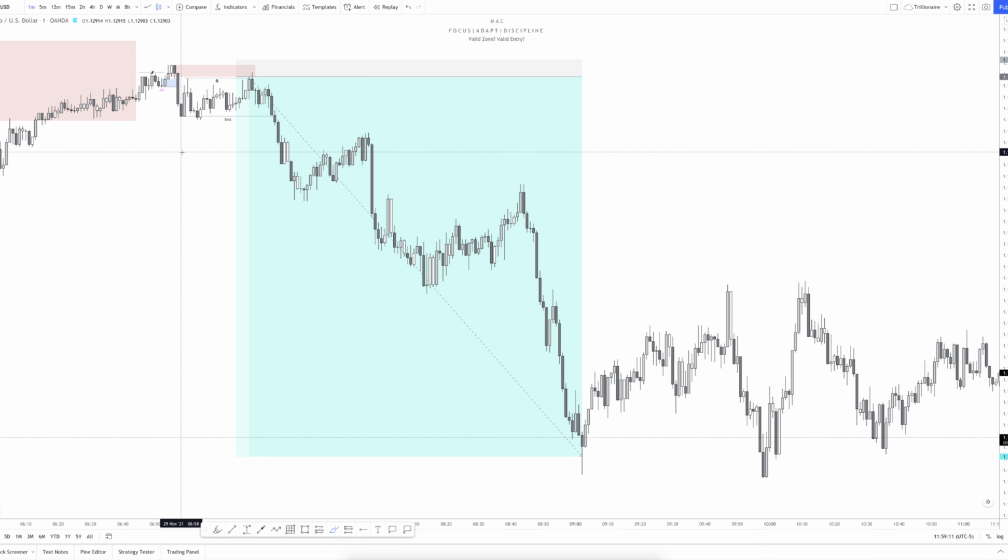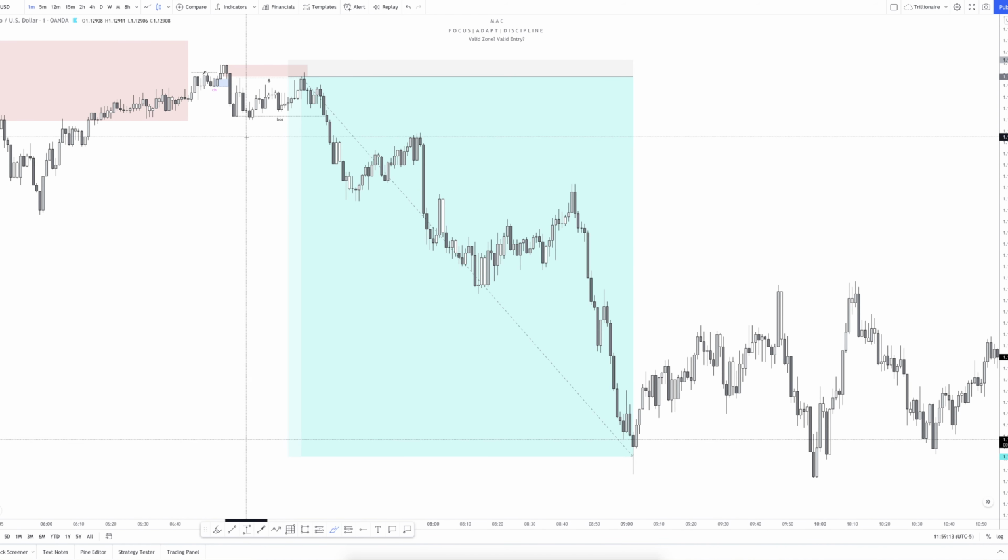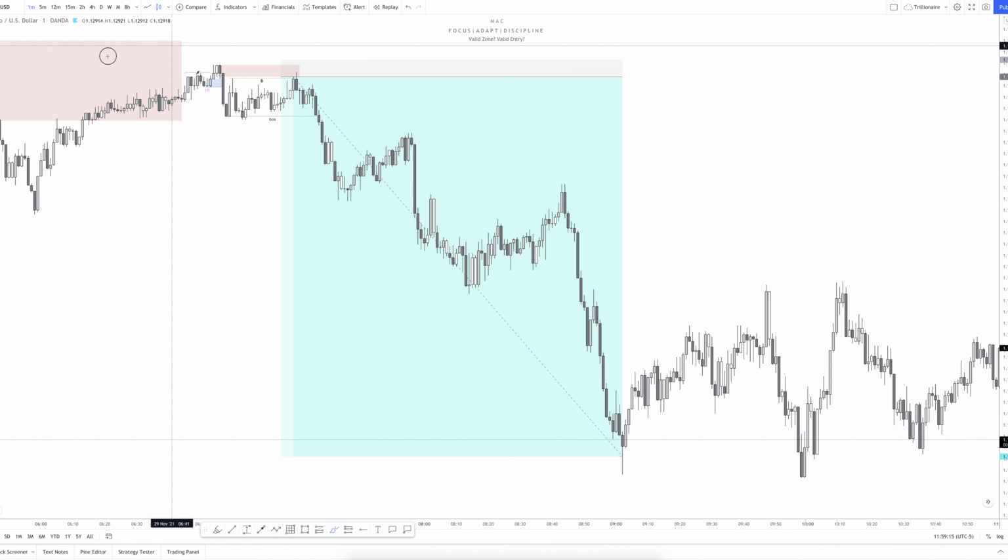All right, so this is my M1 time frame. Essentially I'm looking at what happens when price taps into my higher time frame M15 zone here. So we can see that essentially we're just looking for our entry confluences at this point.